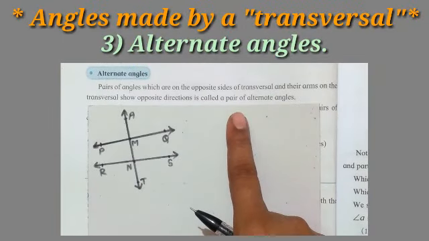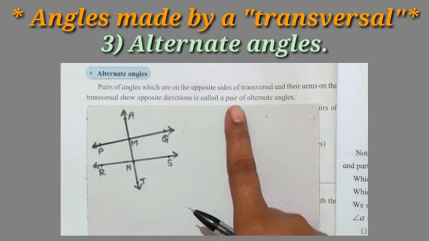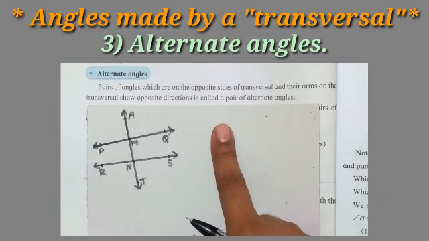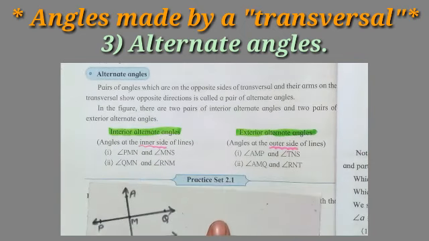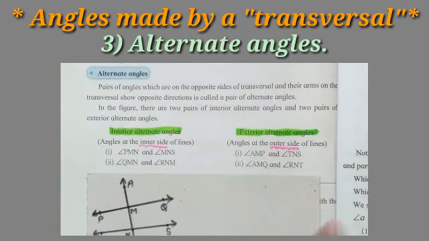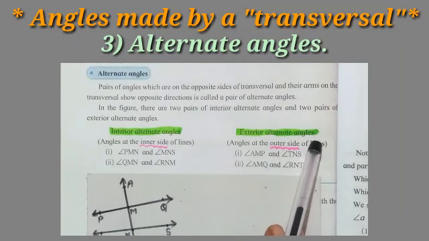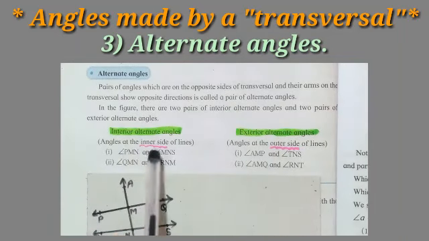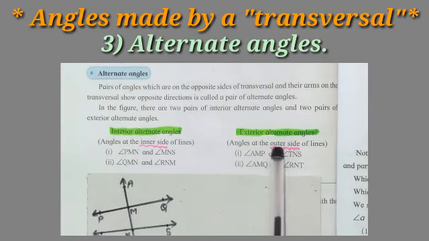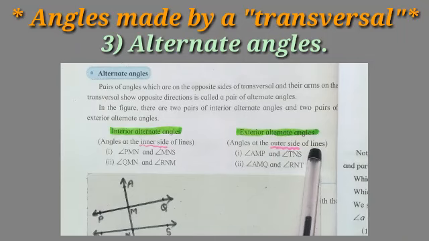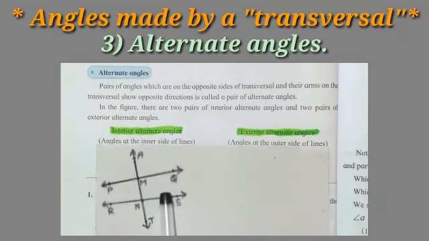But students, before moving towards the actual content regarding alternate angles, just look here. There are two types of alternate angles: interior alternate angles and exterior alternate angles. Interior alternate angles are the angles on the inner side of the lines, with respect to the transversal. And exterior alternate angles are on the outer side of the lines. Just see through the diagram.